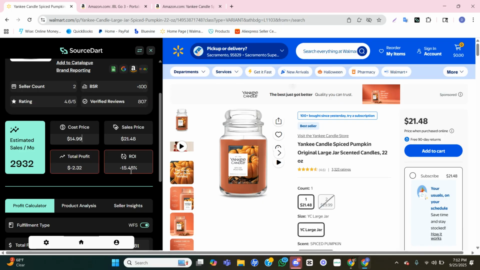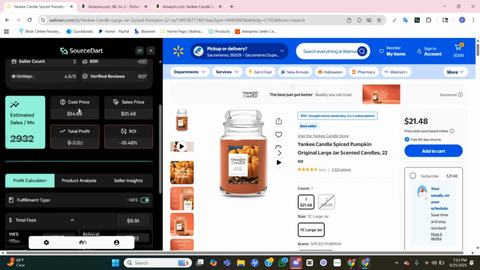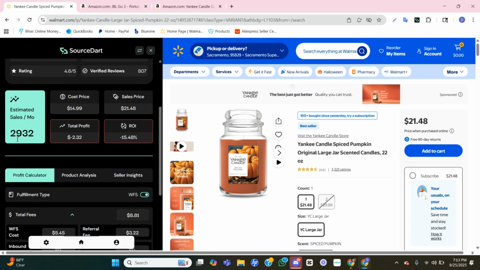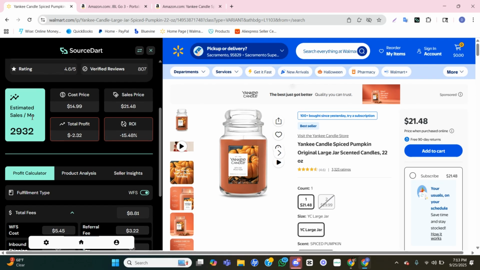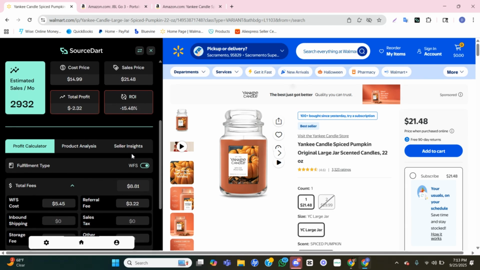All right, so like this one, if you can see here, the BSR is good also, less than 100. The seller count is 2. And then the estimated sales is 29.32 per month. So you can see here a lot of orders or a lot of sales per month, but the thing is that the profit is negative 2.32.